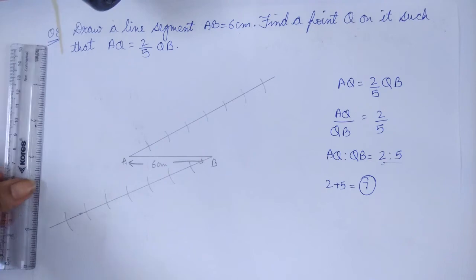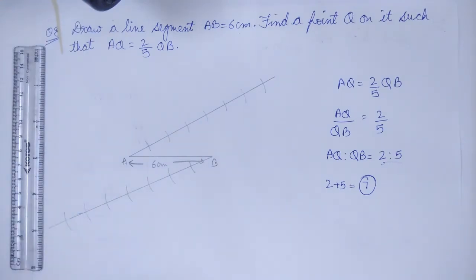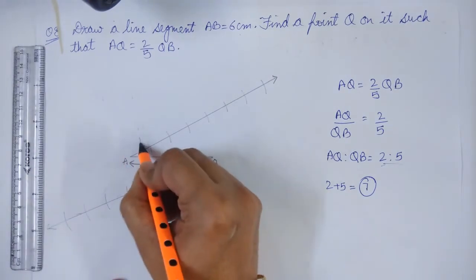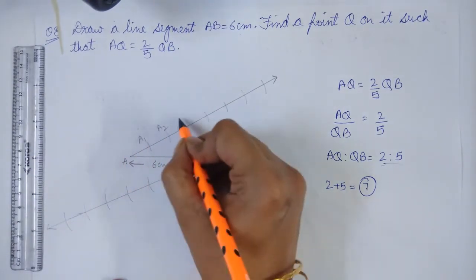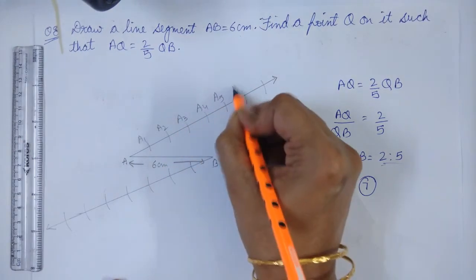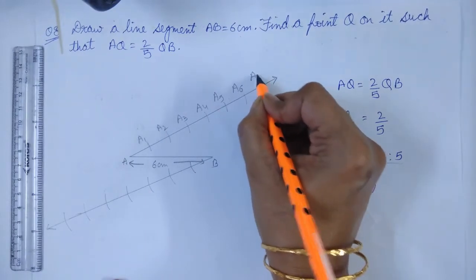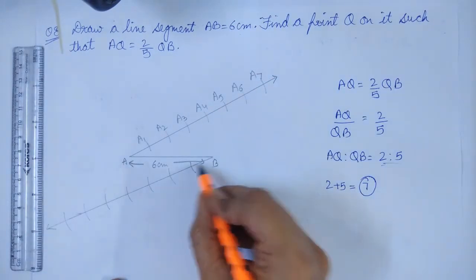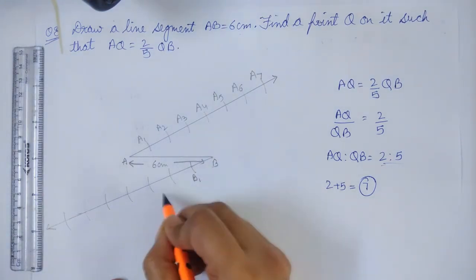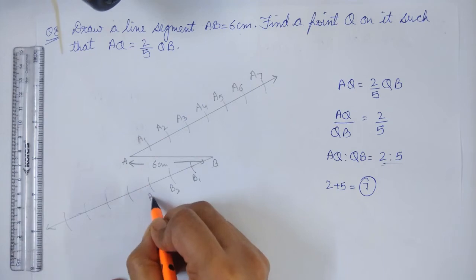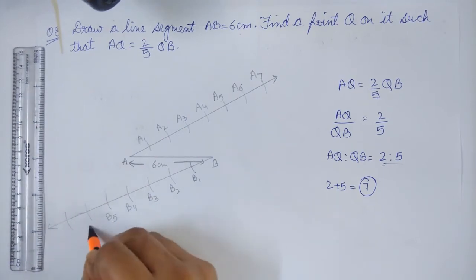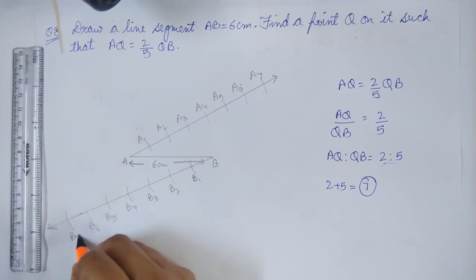So what should be the next step? Don't forget to write A1, A2 like that. So this is A1, A2, A3, A4, A5, A6 and A7. Start from where B is written, and write B1, B2, B3, B4, B5, B6 and B7.